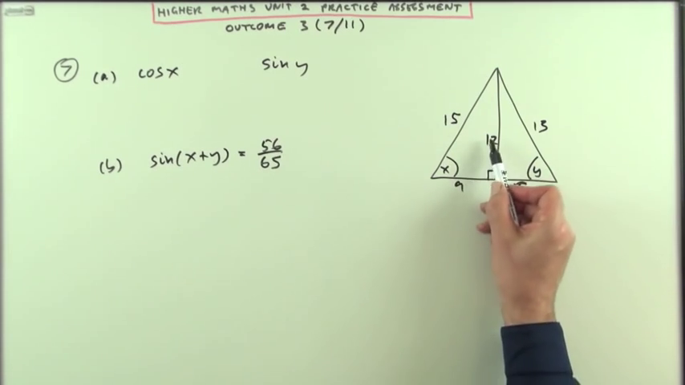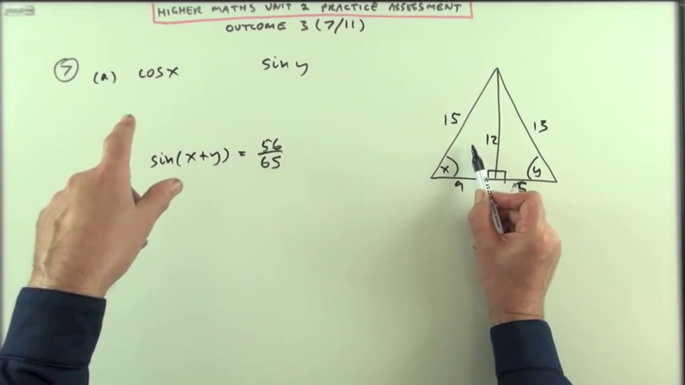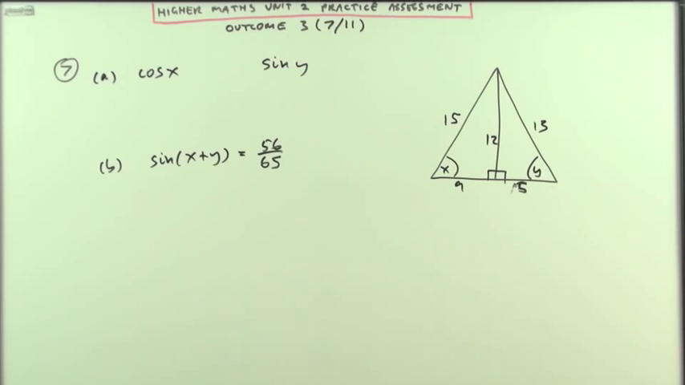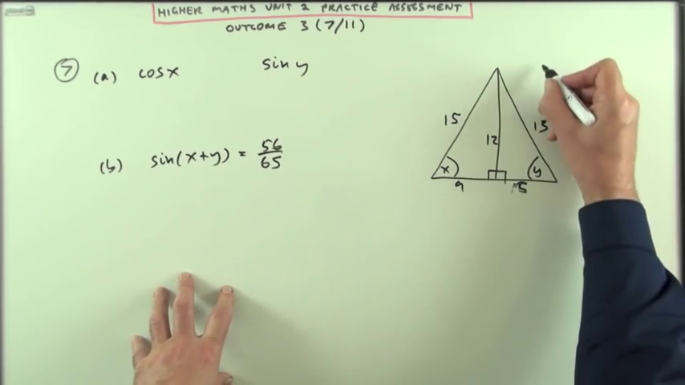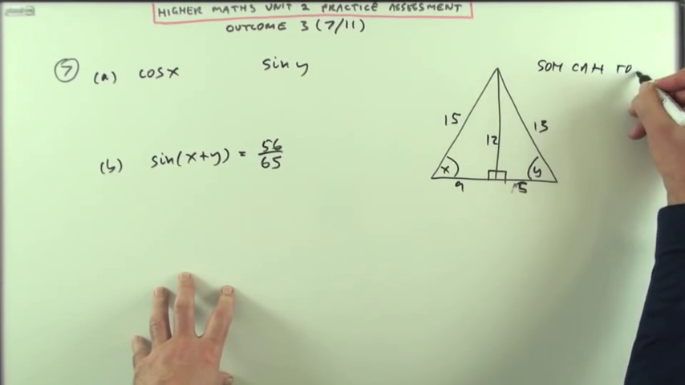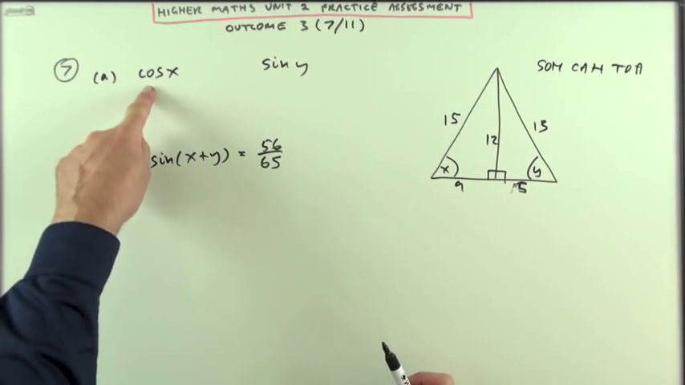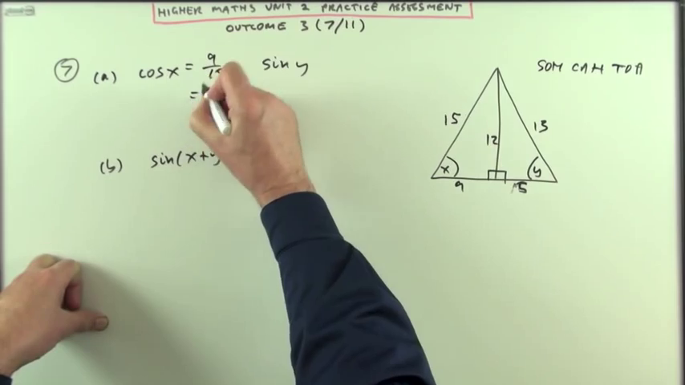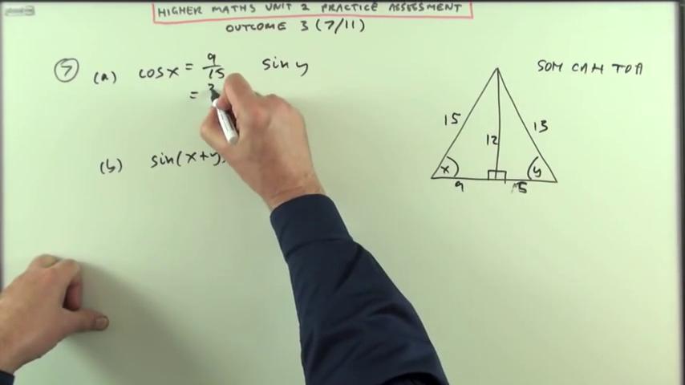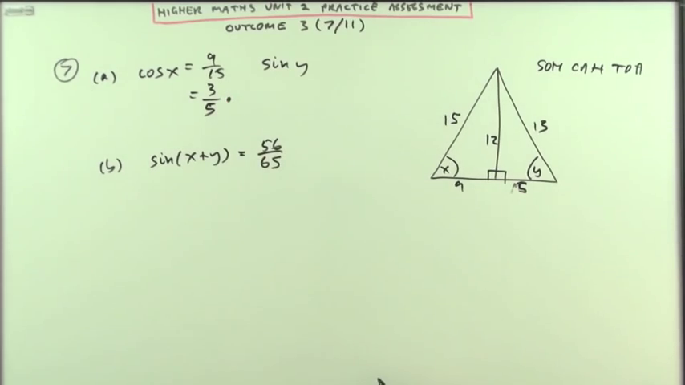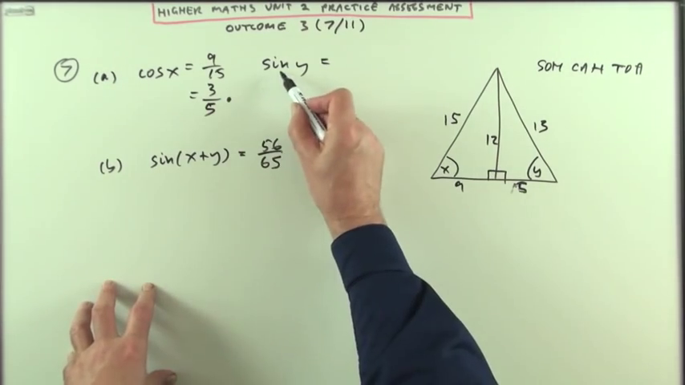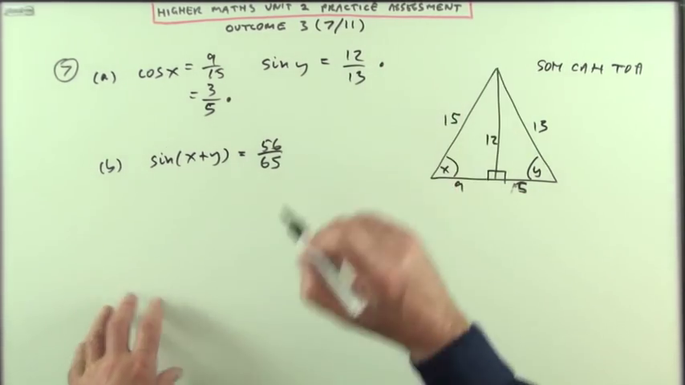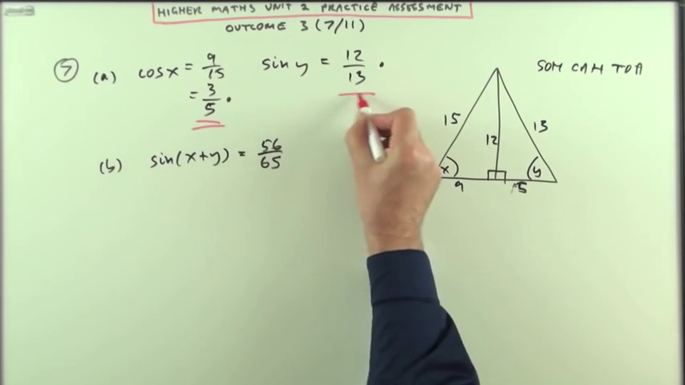But unfortunately, because I've got a multiple, that means whenever I write down one of the ratios, sine, cos or tan, they're bound to cancel because there's a common factor of 3 in this case. Well, cos of x, cos means adjacent. You should be beyond that level anyway. Cosine is adjacent, so what's next to x? 9. So it's 9 out of the 15, but I can't leave it like that because they've got a common factor of 3, so it's 3 fifths. That's a mark. Sine of y. Sine is opposite. Opposite the y is 12, so it's 12 upon 13. That's a mark. Well, that was quite good.